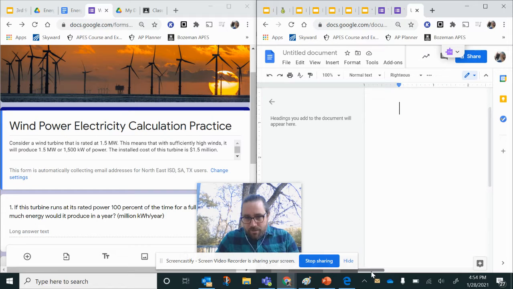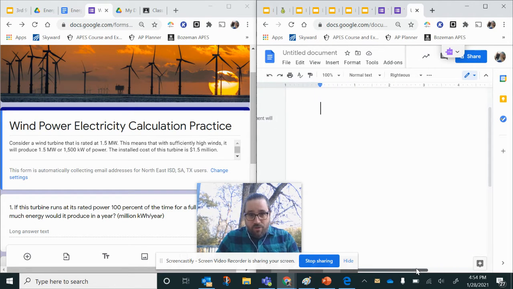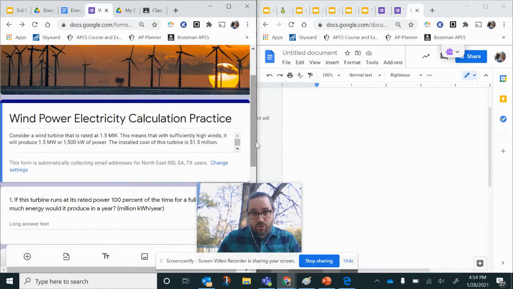Okie dokie artichokes. People are having some confusion on the very first question, which is important because we're going to use that one for the rest. Like all these FRQs math questions, I use A to answer B. I use B, pretty much, some, not always, to answer C. So let's go over this and see if we can clear up some confusion on question one.